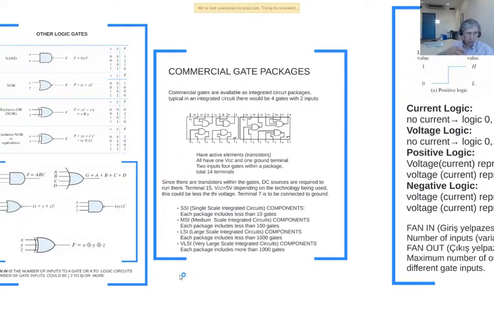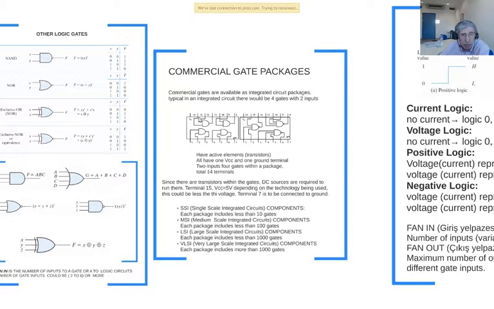These elements that we have seen up to now are not sold in the market separately. They normally put 4 of them in one package, called an integrated circuit. So in one commercially available integrated circuit, we've got 4 two-input AND gates. Each AND gate has 2 inputs and 1 output, so 3 terminals.